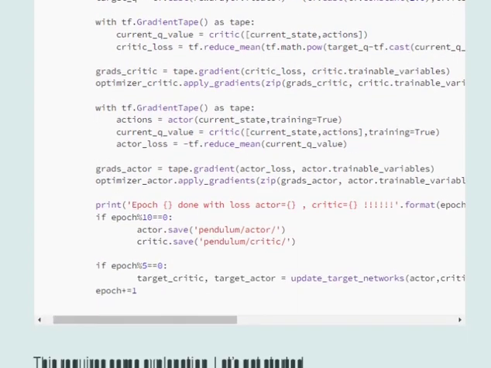Similarly, for the actor network, here you can see that we are using the actual network, taking the current state as an input to produce the actions, and then using the actual critic network, we are producing the current q value, and then we are taking the negative mean of the current q values that have been predicted by the critic network to calculate actor loss, and then applying the gradients over it.